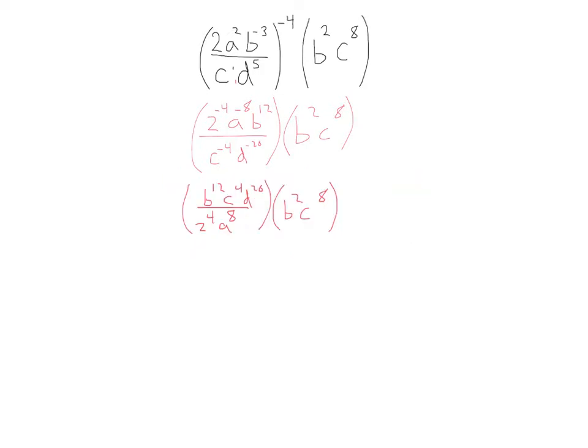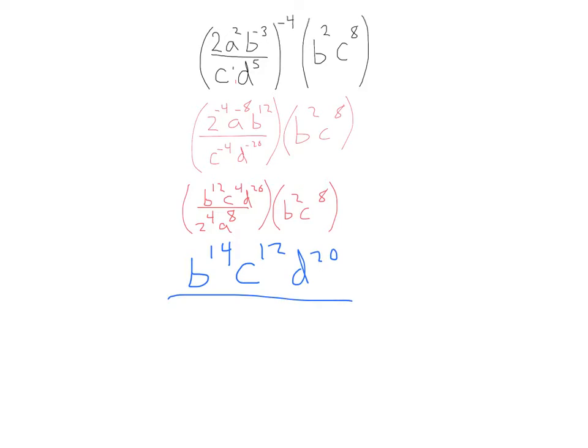Next, we have to multiply everything out. So here we have b to the 12 and b squared. So I'm going to add those. That's going to give me b to the 14. Here you have c to the 4 and c to the 8. So I'm going to add those as well. That's going to give me c to the 12. Next, I still have my d to the 20. There is no d over here, so that's going to stay the same, d to the 20.